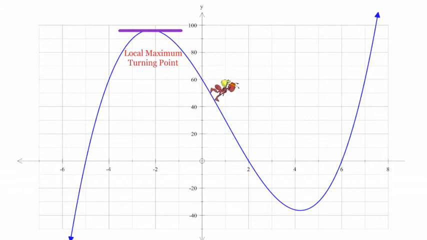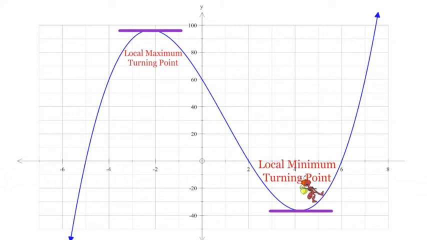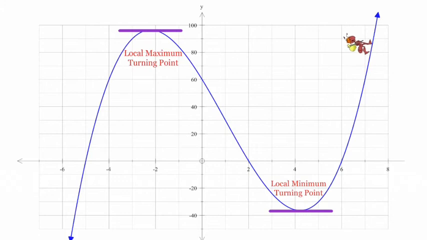Because Alfred is heading downhill now, the gradient is negative. At this point here, the gradient is 0 once again, making it a local minimum turning point. Alfred is now going uphill, meaning the gradient is positive once again.